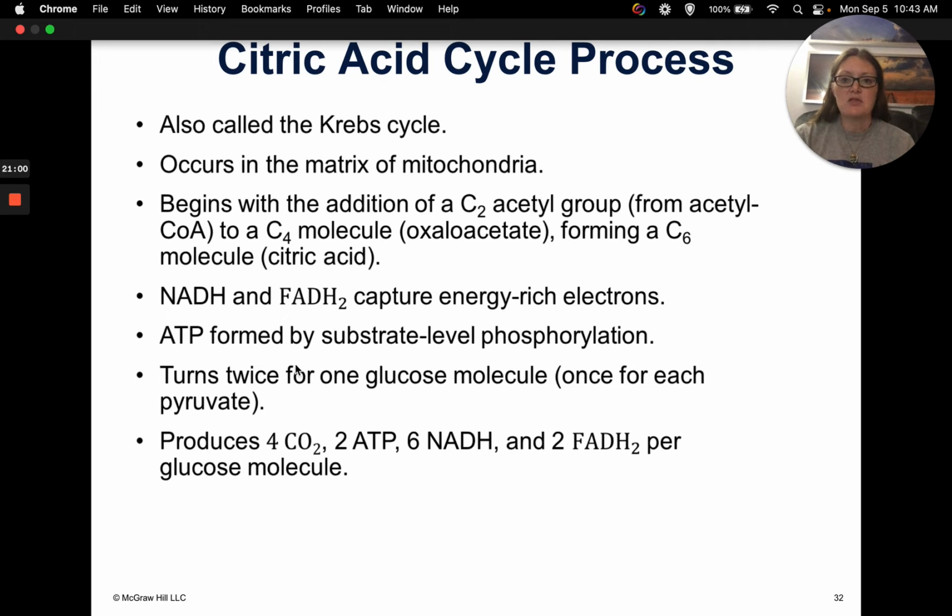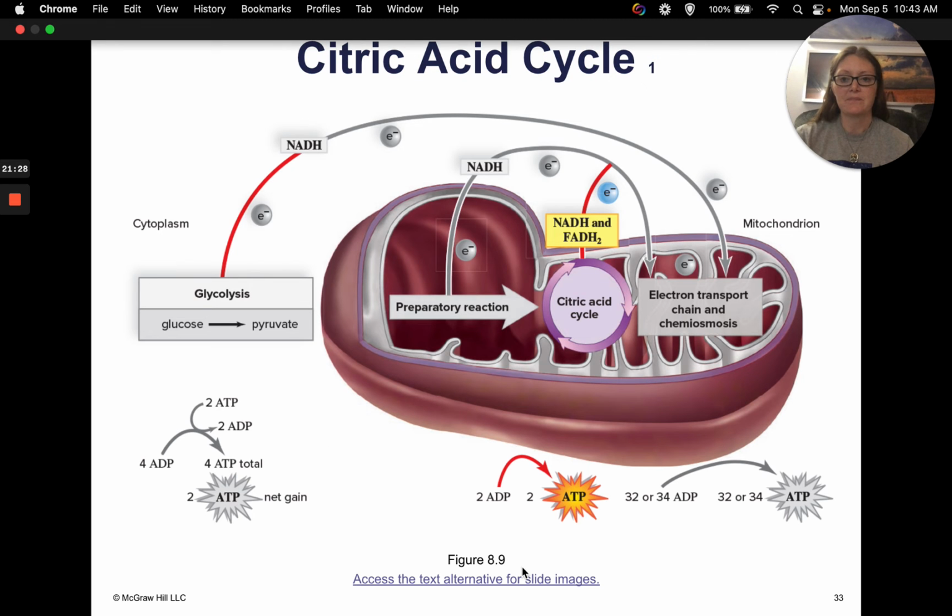By the time the citric acid cycle is done, you're going to get 4 carbon dioxides, 2 ATPs, 6 NADHs, and 2 FADHs. Now, the NADHs and FADHs are those coenzymes. Those are super important, and we will see them in the electron transport chain, which comes next. And all of this happens per glucose molecule. So remember, we start off with that 1 glucose molecule, so we're going to get this for each glucose molecule.